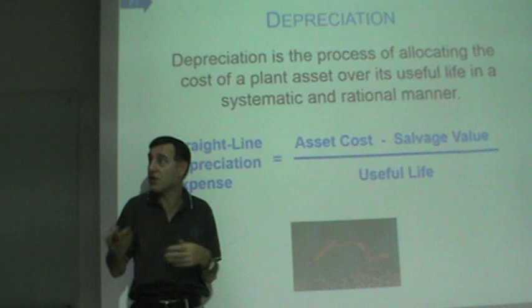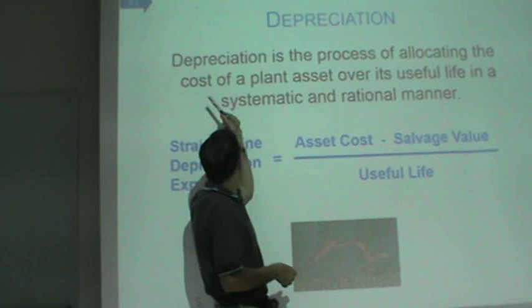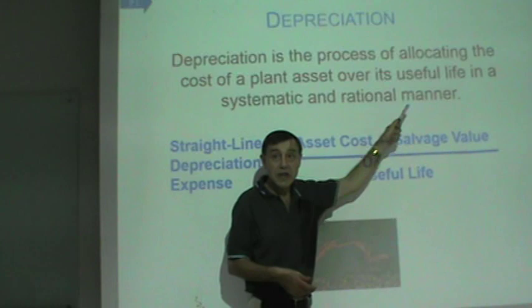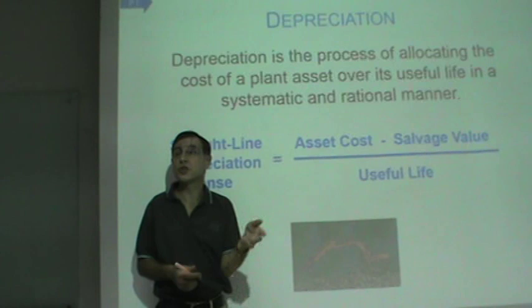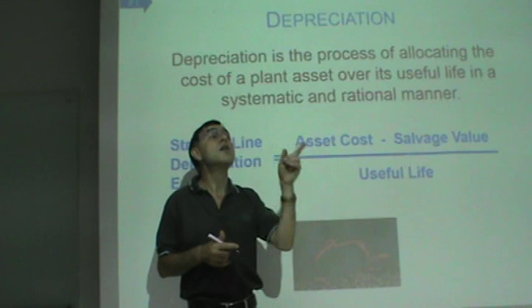Okay? So, in accounting, depreciation is the process of allocating the cost of the plant asset. Well, it's just any asset. We say long-term asset over its useful life. So let's explain this plant asset, the same as long-term asset. In accounting, the typical period is 1 year. And we consider long-term asset any asset which will be used more than 1 year. If it's more than 1 year, it's a long-term asset.